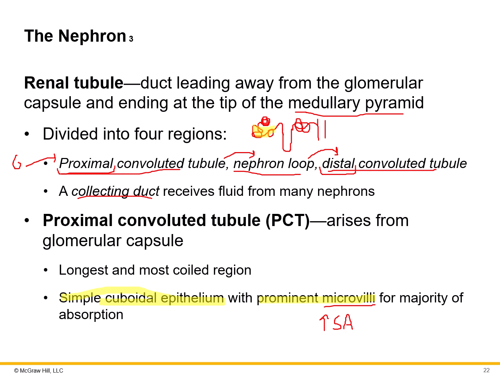The bigger the table, the more hamburgers you can fit on it. So when you see microvilli, you should think absorption, right? If we're trying to increase surface area, I'll bet you everything I own that absorption is going to take place in that area. So structure equals function. Okay, simple cuboidal, prominent microvilli means we're going to be absorbing stuff in the proximal convoluted tubule.